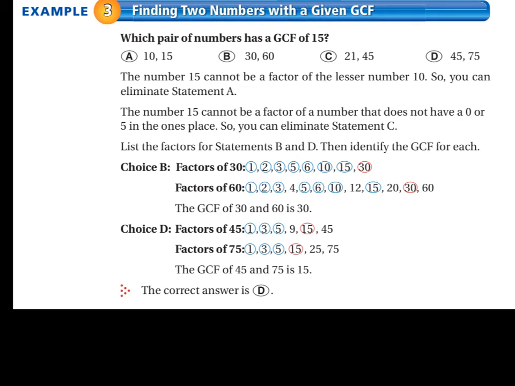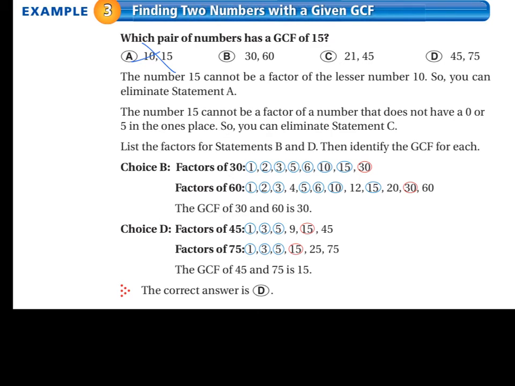But we can kind of look at this and use process of elimination to help us figure out which ones won't be big right away. For example, 10 and 15, the greatest common factor between those two numbers is only 5. So letter A is probably not going to have a greatest common factor of 15 because 10 doesn't go into 15. 30 and 60, it's hard to say.